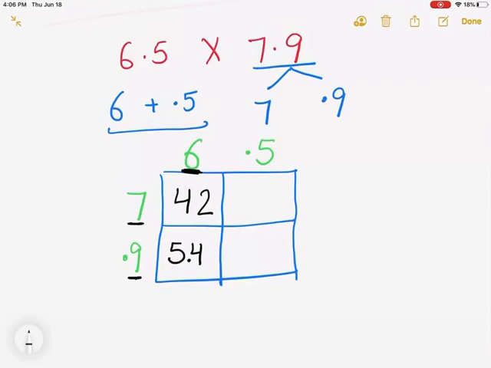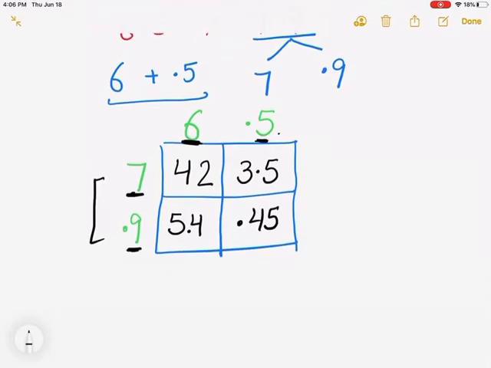Next, time to multiply these numbers by 5/10. So 7 times 0.5, or 5/10. If I just multiply the numbers, it's 35, but since it's 35/10, it's going to be 3.5. Finally, I have 5/10 times 9/10. Technically your answer is going to be in hundredths. So 9 times 5 is 45, which is 45 hundredths, or 0.45.